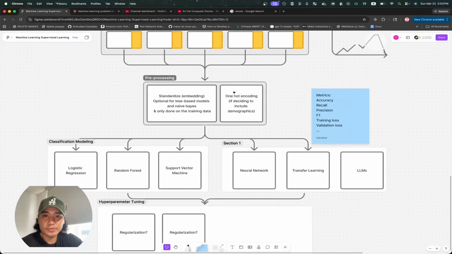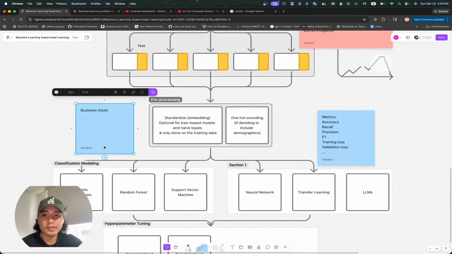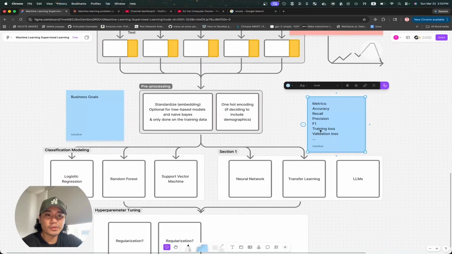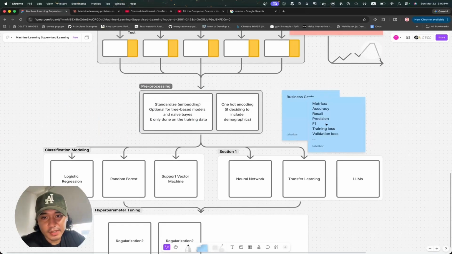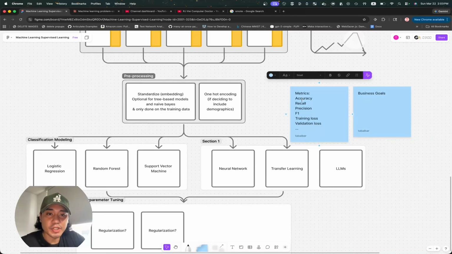Okay. So once we finally have a way to pre-process the data, then we can move on to collecting different metrics. And the metrics that you collect are heavily influenced by the business goals that you have. The basic metrics that you can measure are accuracy, recall, precision, and F1. So accuracy is basically how much you got right versus how much you didn't.